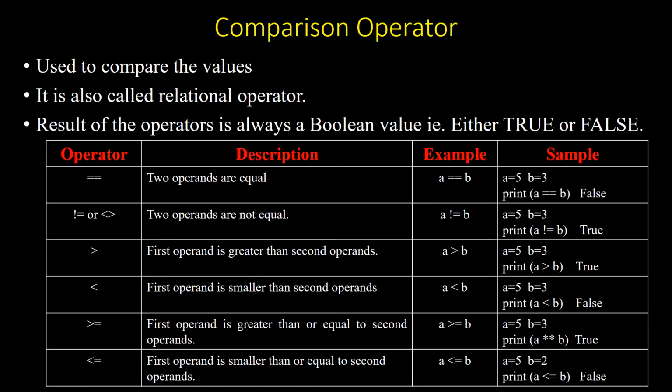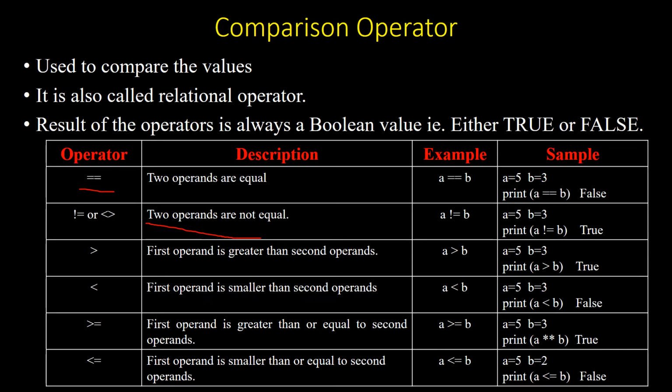The next one is the comparison operator. It is used to compare the values. These operators are also known as relational operators. The result of the operator is always a Boolean value, that is, it can be either true or false. The operators and their descriptions: the equal operator is used to check whether the two operands are equal. The next one is not equal, to check whether the two operands are not equal.